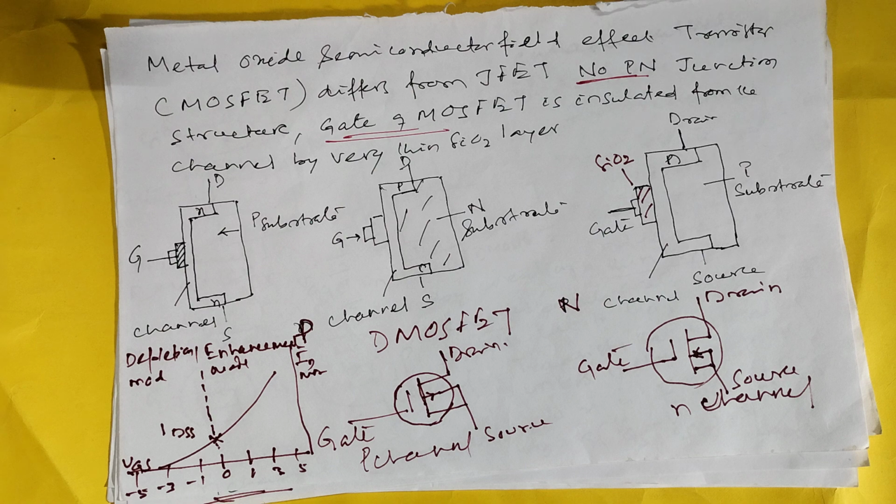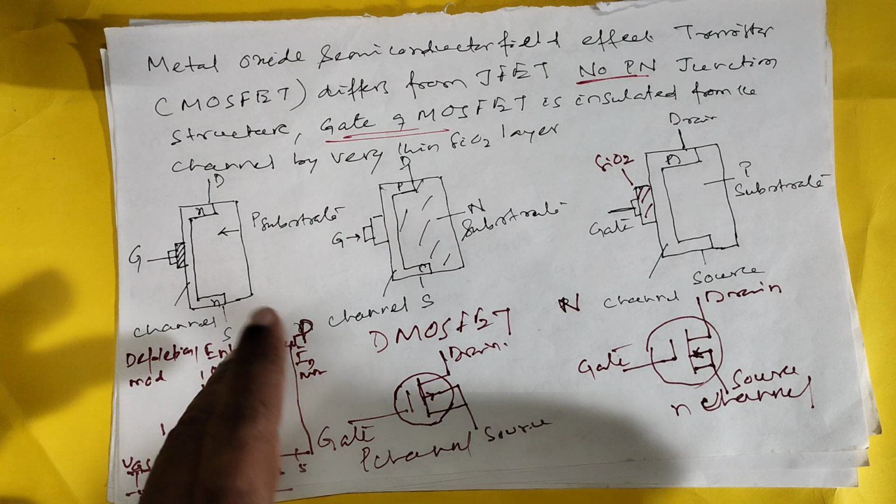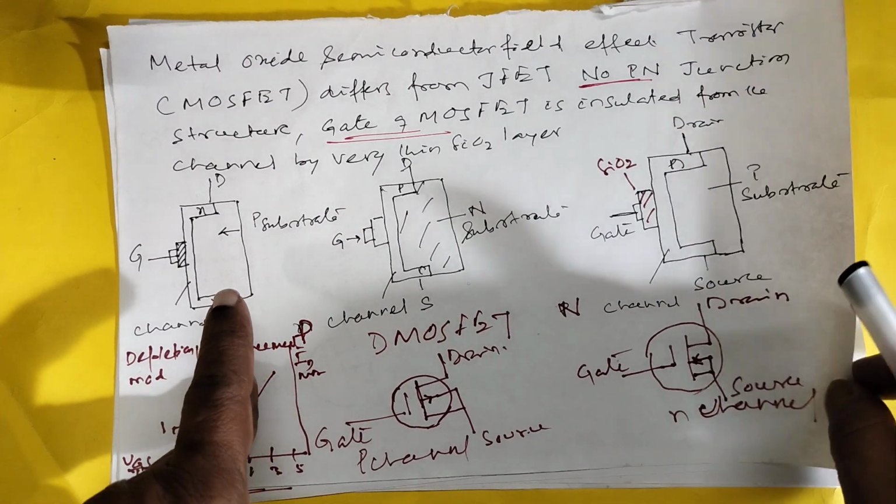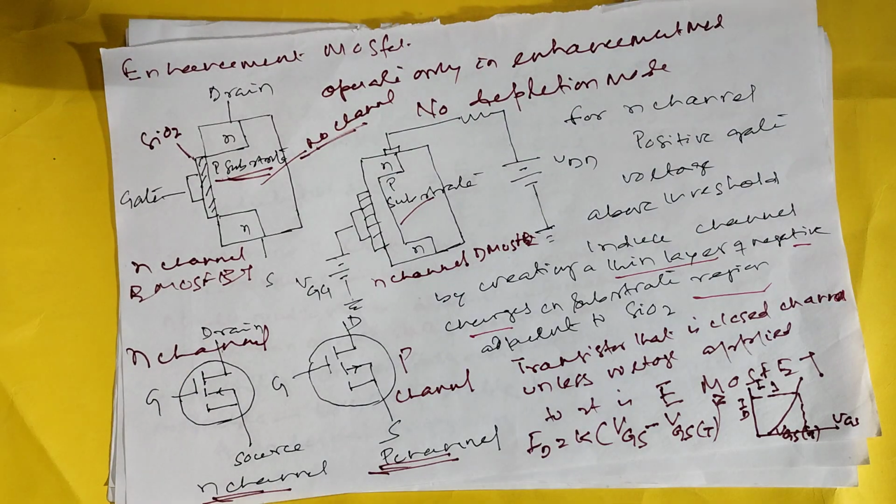The Metal Oxide Semiconductor Field Effect Transistor, MOSFET, differs from the JFET in that it has no PN junction structure. The gate of the MOSFET is insulated from the channel by a very thin silicon dioxide layer. Here one is the D MOSFET, and another is the E MOSFET. Here we are given the D MOSFET P channel and D MOSFET N channel.